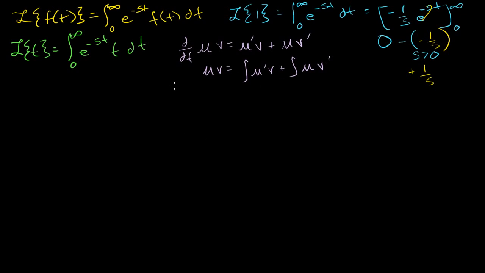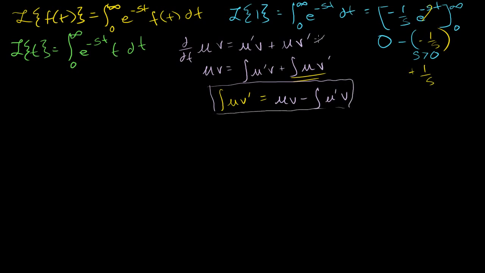Now, since we want to apply this to an integral, maybe let's make this what we want to solve for. So we can get the integral of u v prime is equal to, we can just subtract this from that side of the equation. I'm just swapping the sides, solving for this. So it's equal to u v minus the integral of u prime v. So there you go. Even though I have trouble memorizing this formula, it's not too hard to rederive as long as you remember the product rule right there.